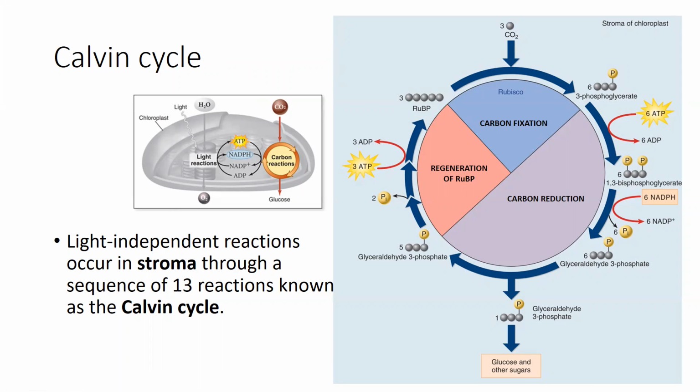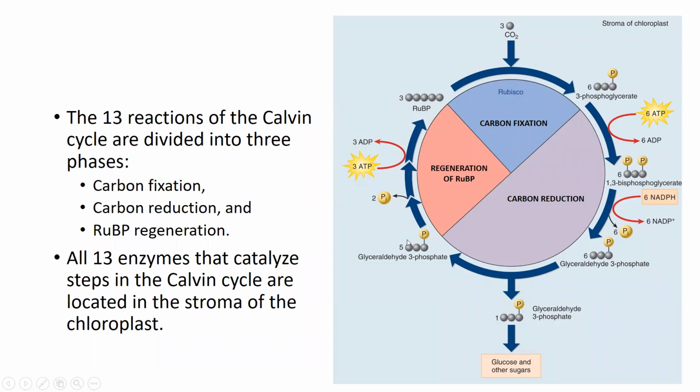Light-independent reactions, also known as the Calvin cycle, occur in the stroma, through 13 reactions. However, compared to the Krebs cycle, for these 13 reactions you will not need to know the detail. The 13 reactions of the Calvin cycle are divided into 3 phases, as you see in this diagram. First is carbon fixation, followed by carbon reduction and regeneration of RuBP. RuBP is ribulose bisphosphate.